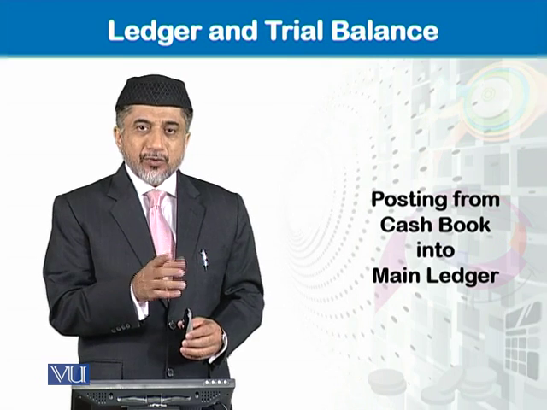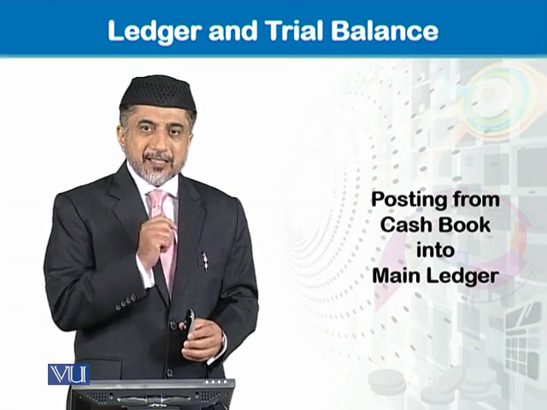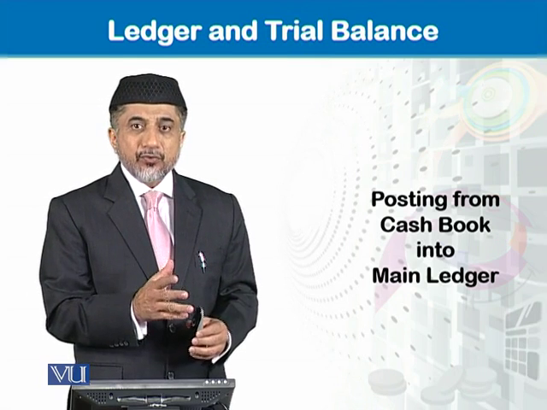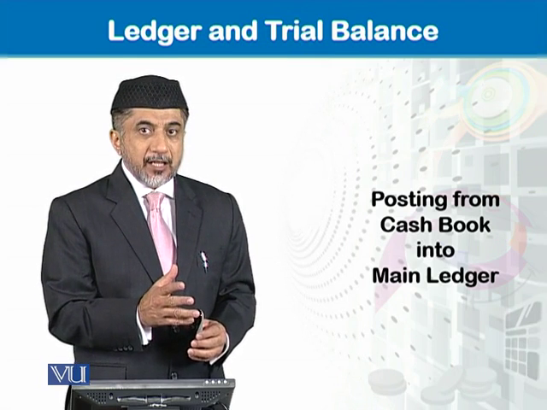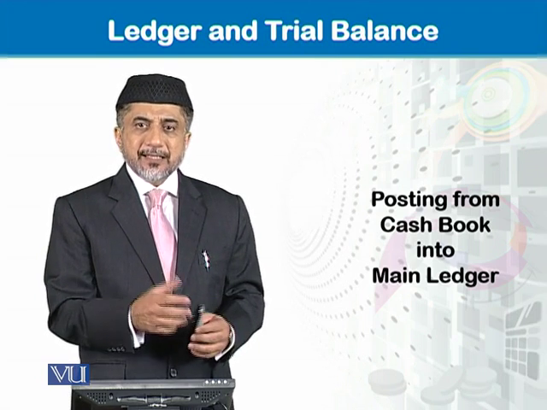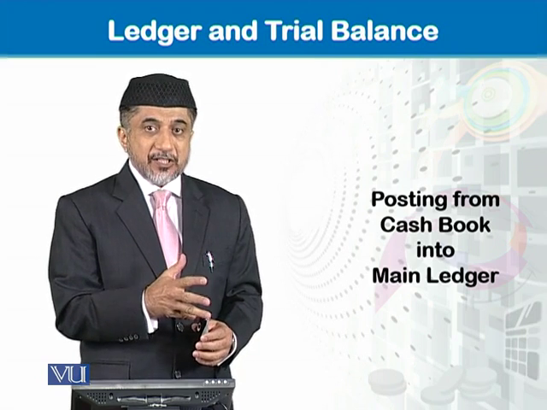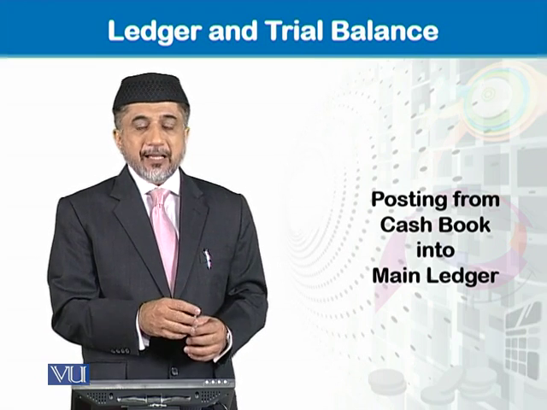So single effect of all cash receipts are put in the receipt side, and single effect of all cash payments is put in the payment side. And then we get its balance by subtracting payments from the receipts. Simply we get a balance.